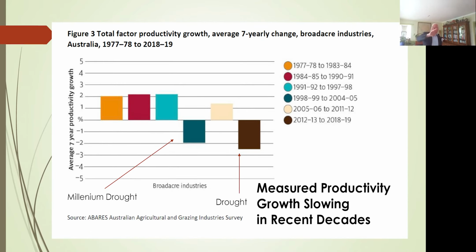The actual performance, there it is. There's our 2% for the 70s, 80s, 90s. Fell apart in mid-90s to the Federation drought, early 2000s. Some good performance in 2005 to 2010. Big year in 2010-11, wet years, and fell apart the last few years with big drought.